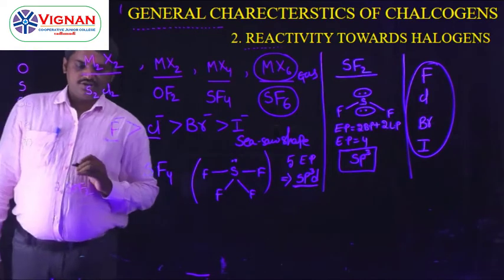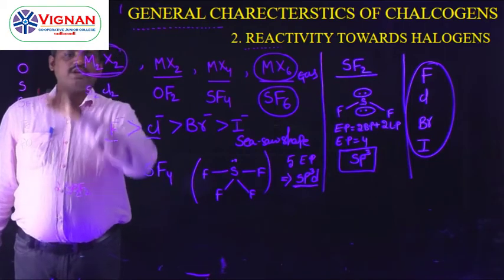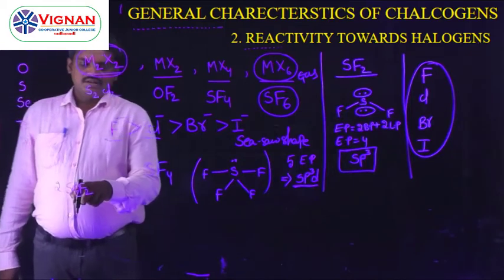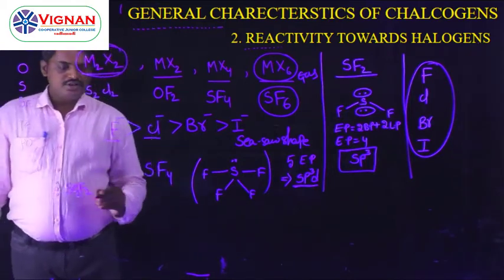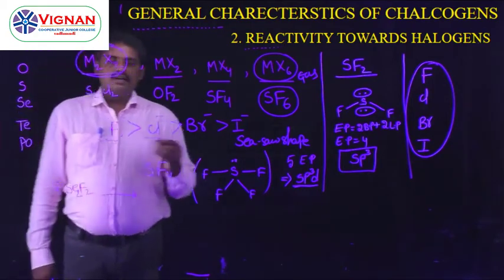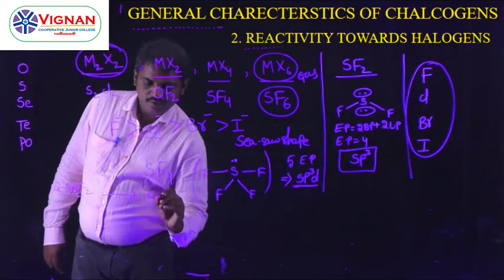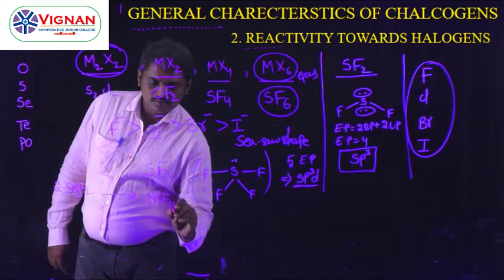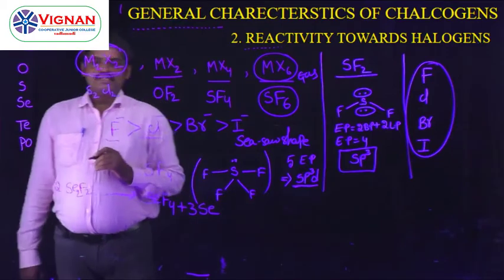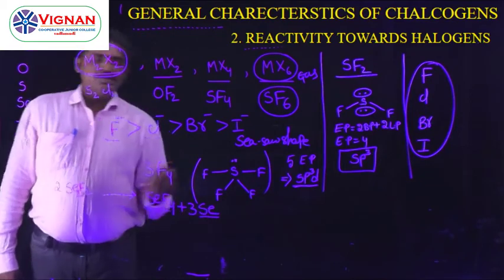Selenium fluoride, Se2F2, is an M2X2 type of halide. Selenium fluoride on decomposition produces selenium tetrafluoride and pure selenium is formed.